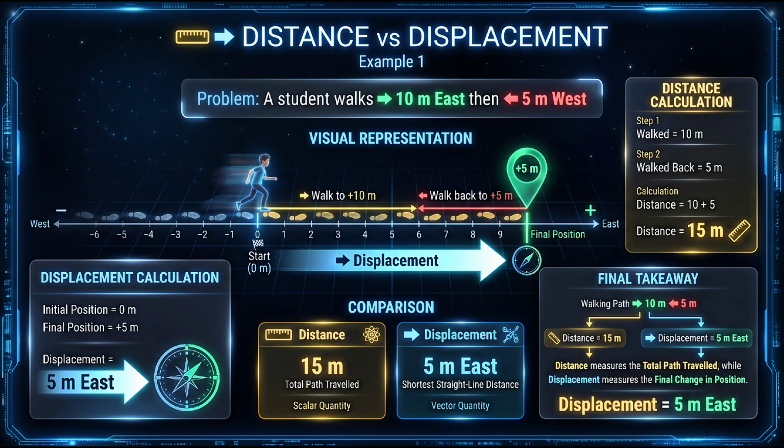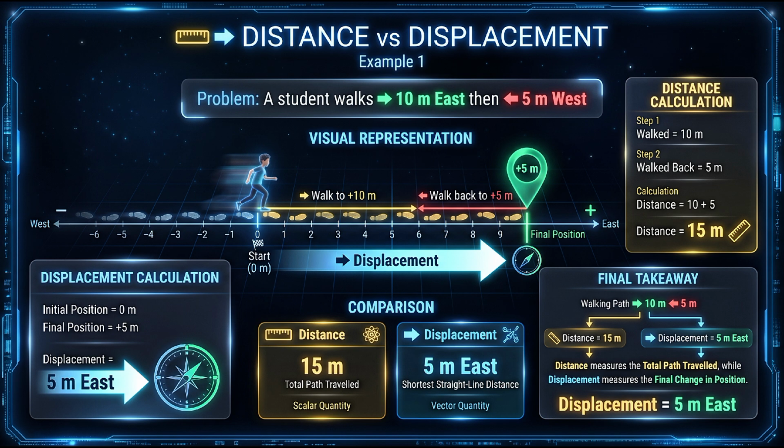Now let's calculate the displacement. Displacement is the shortest straight-line distance from the starting point to the ending point, along with its direction. It depends only on the initial position and the final position, not on the path taken in between. The student started at 0 meters, walked to 10 meters east, and then returned 5 meters west, finally stopping at 5 meters east of the starting point. Using the displacement formula, displacement equals final position minus initial position, we get 5 meters minus 0 meters, which equals 5 meters. Since the final position is toward the east, the displacement is 5 meters east.